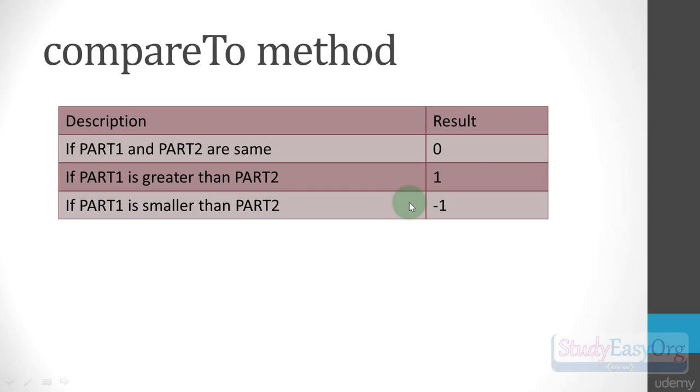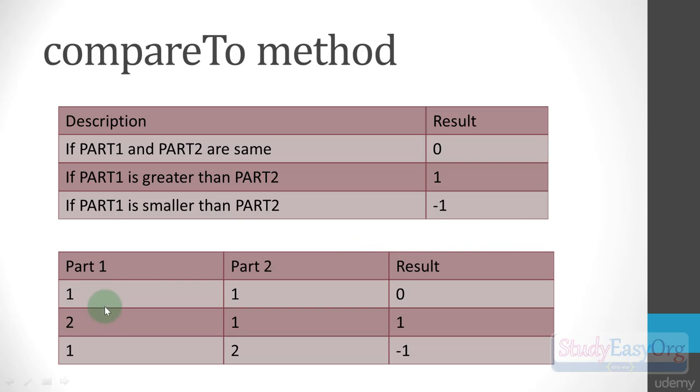The rule says if part 1 and part 2 are the same, the result would be 0. If part 1 is greater than part 2, the result would be greater than 0. It could be 1 and it could be more than 1 as well. The overall idea is the result would be a positive number. And if part 1 is smaller than part 2, then the result would be a negative number. It could be -1 or any other negative number.